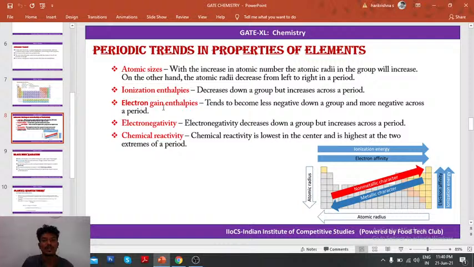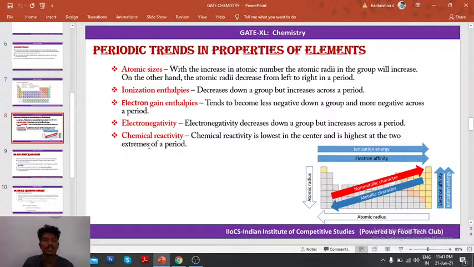Okay, then electron gain enthalpy, that is electron affinity, tends to become less negative down a group and more negative across a period. So across a period it will be increasing, and down a group it will be decreasing. Then next is electronegativity. Electronegativity decreases down a group and increases across a period. So in periods it will increase and in groups it will decrease.